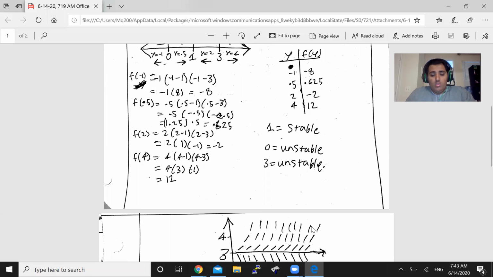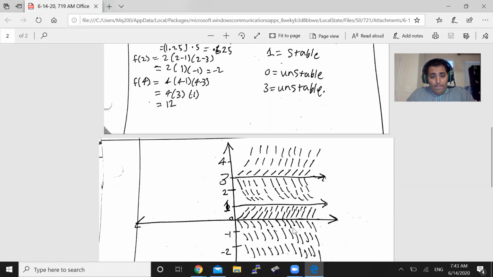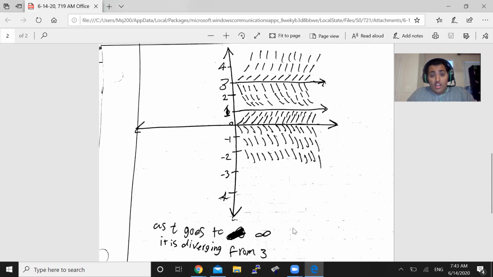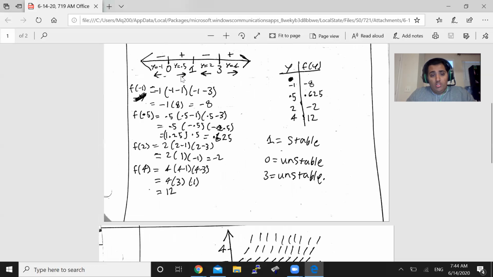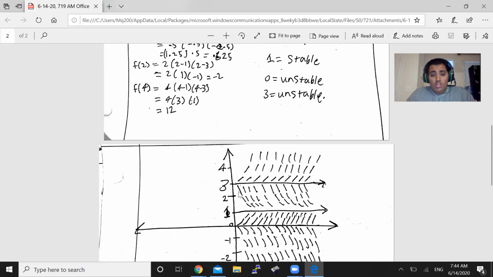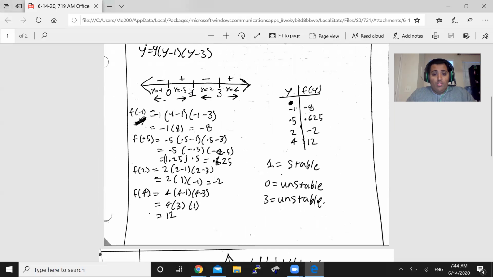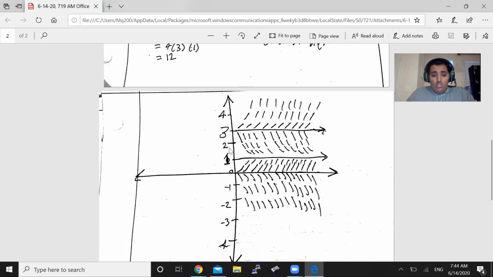Now we go to the graph under it. That's my direction field graph. You see, I drew it so that the arrows just go into 1, and the arrows go away from 3 and 0. So that's what I did. It just goes away from them.